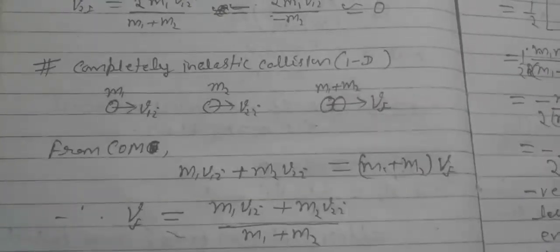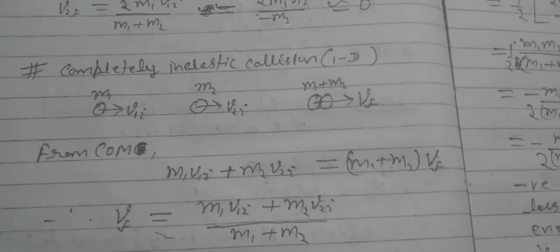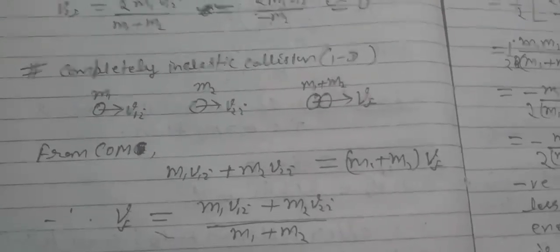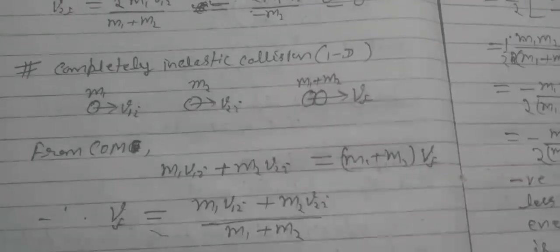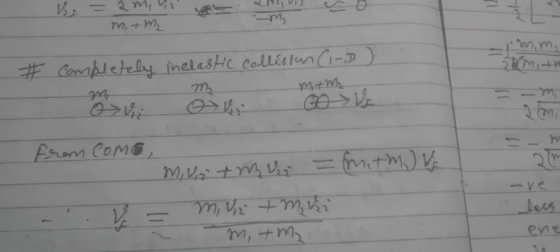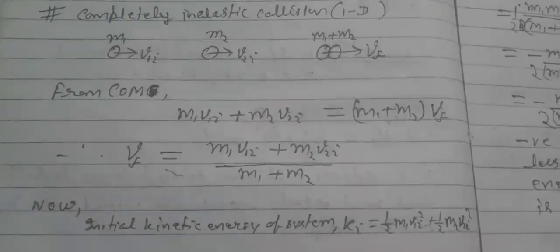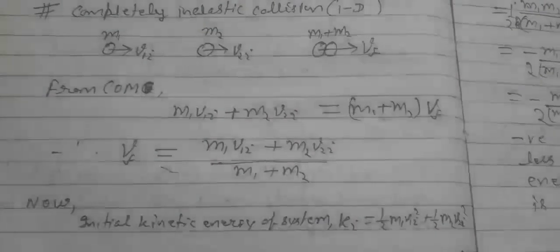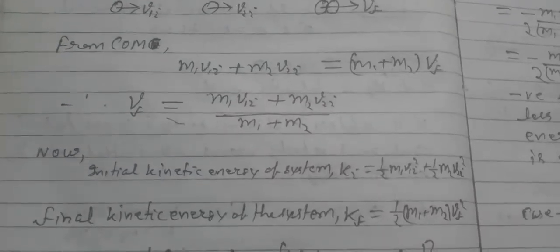Completely inelastic collision in 1D. Here m1 and v1I are the mass and velocity of the first body, and m2 and v2I are the mass and initial velocity of body 2. After collision, both bodies stick and move with velocity vf. So from conservation of momentum, m1 v1I plus m2 v2I equals (m1 plus m2) into vf. Hence vf equals (m1 v1I plus m2 v2I) by (m1 plus m2).